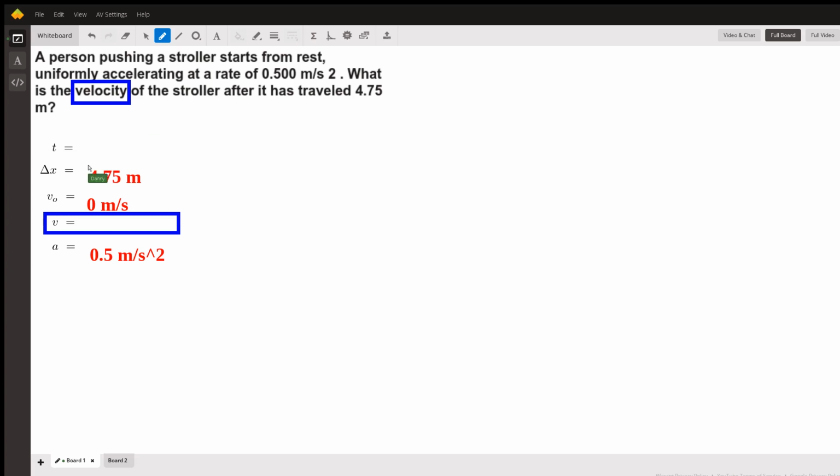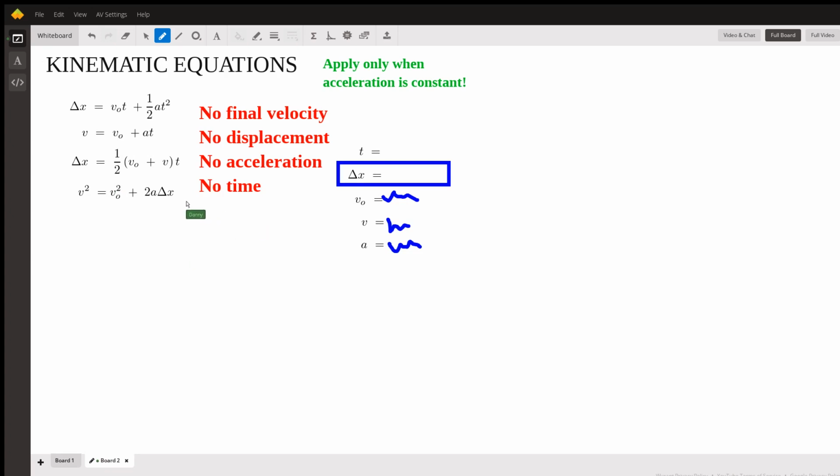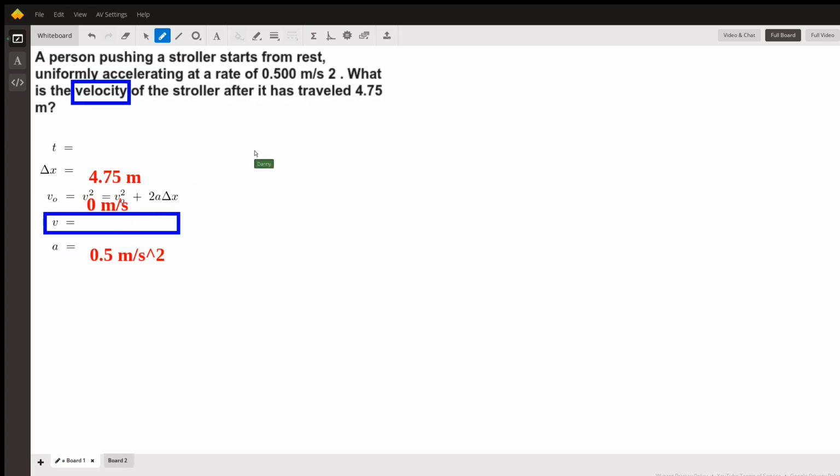So what do I do? I identify that I have no time for this problem. I've got an equation with no time in it: v squared equals v naught squared plus 2a delta x. So I'm going to use that equation. Okay, copy it over here. I'm going to plug all the pieces where they belong, and I'm going to solve for the missing piece, which would be the v. All right, hope that helps.